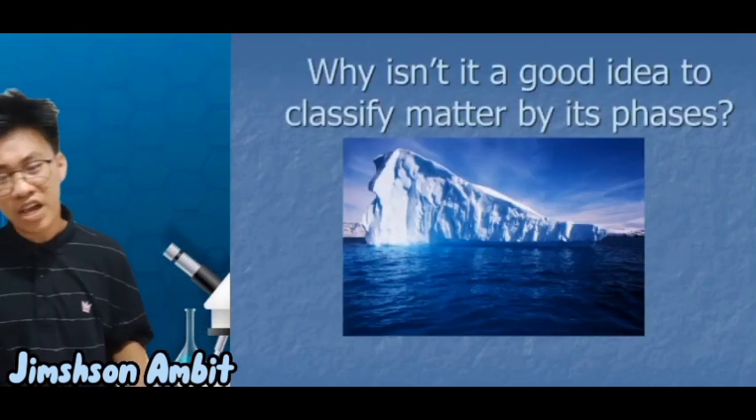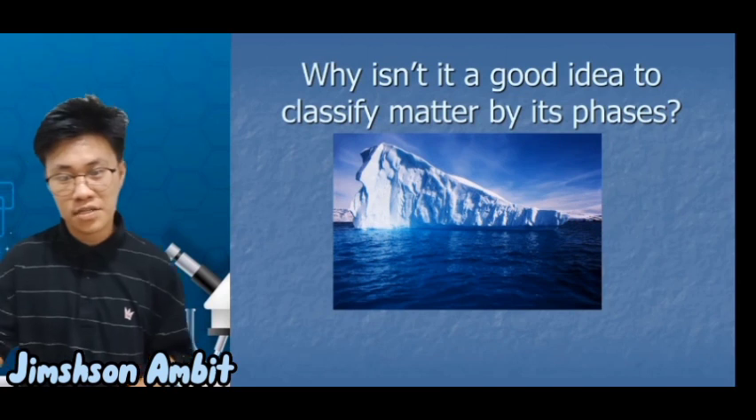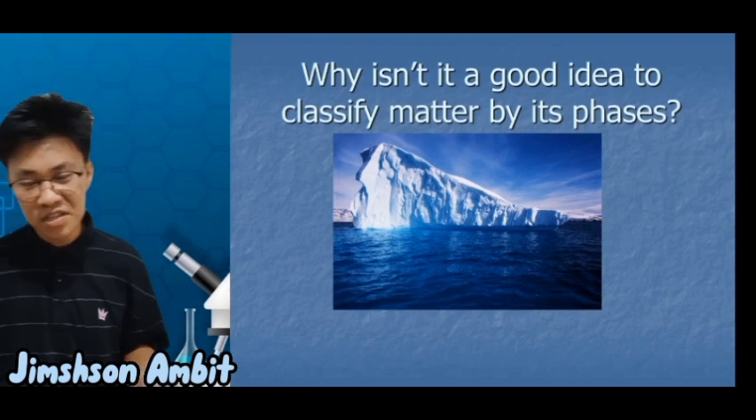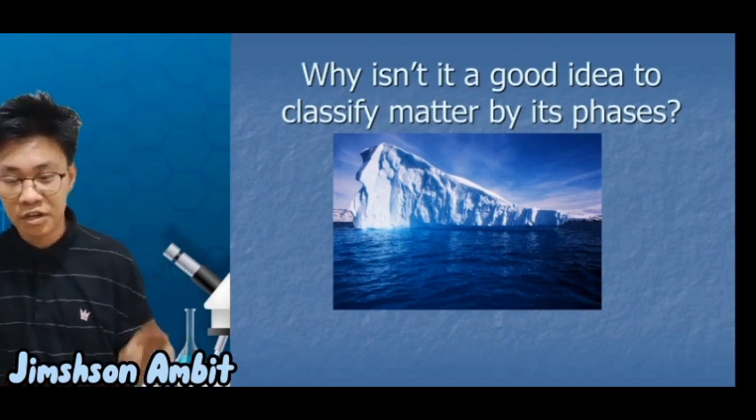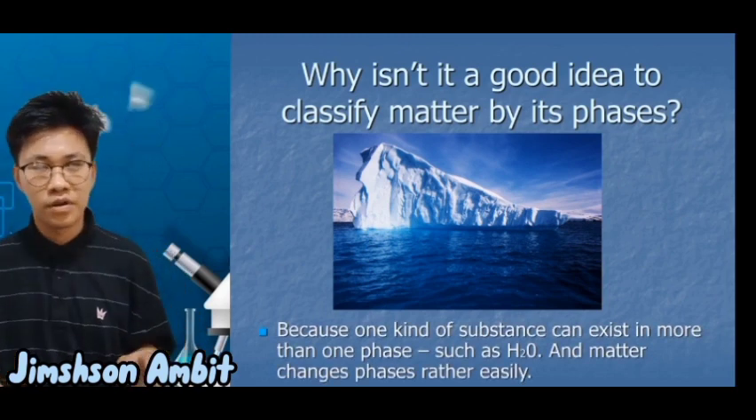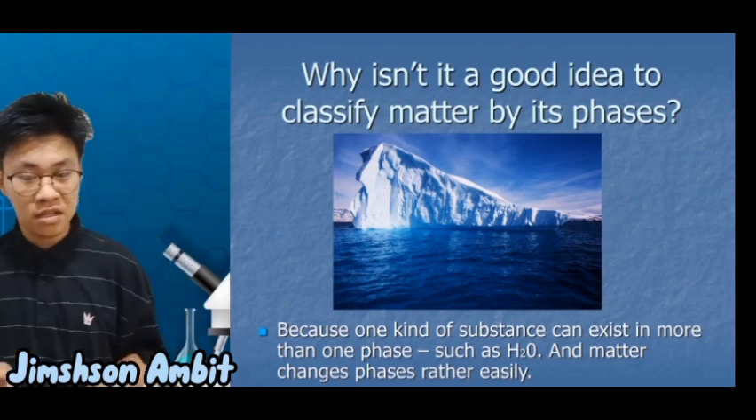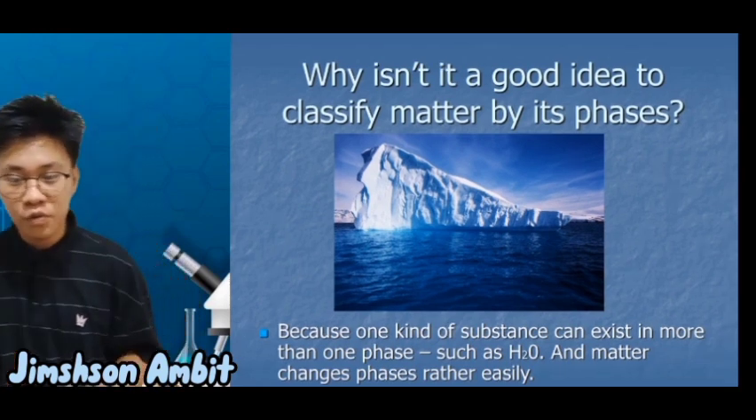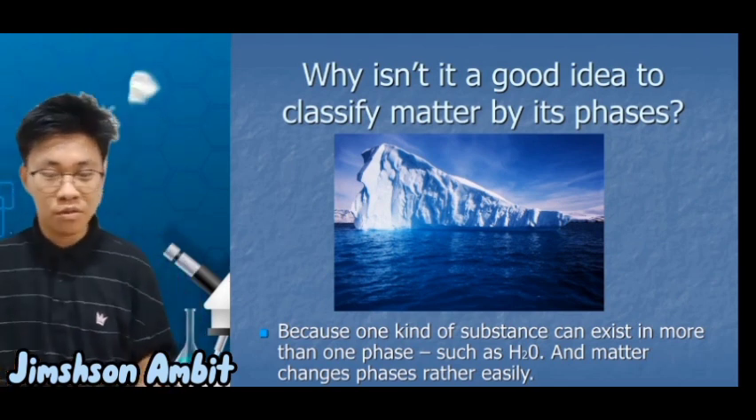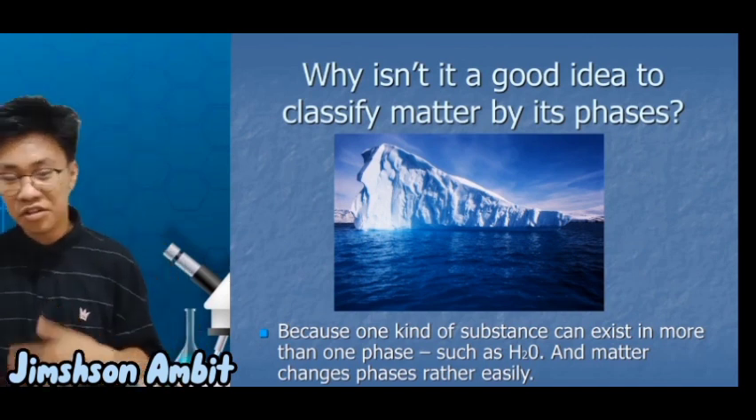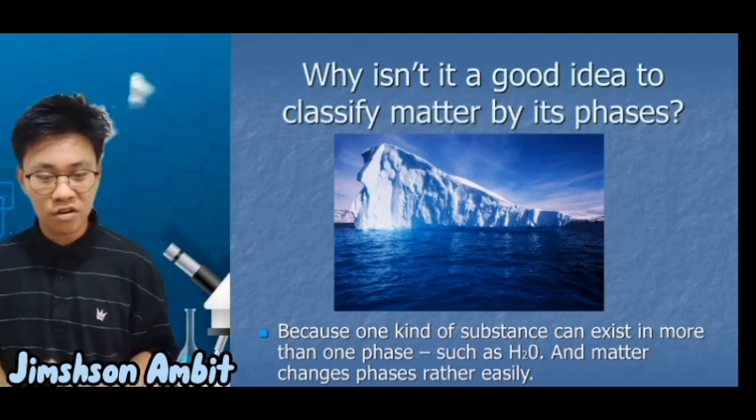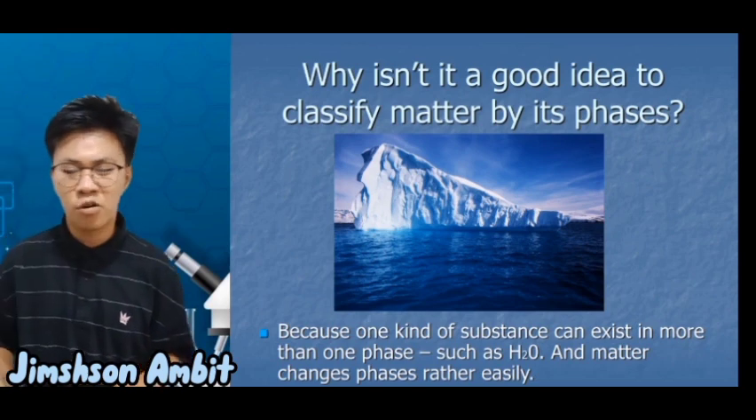Why is it not a good idea to classify matter by its phase? Here's the answer. Classifying matter simply based on its phase poses limitations. For instance, one kind of substance can exist in more than one phase, as seen in the case of water, H2O, which can exist as a solid, ice, as a liquid, water, and as a gas, water vapor. Additionally, matter can change phase relatively easily, so relying on phases alone would not provide a comprehensive classification system.